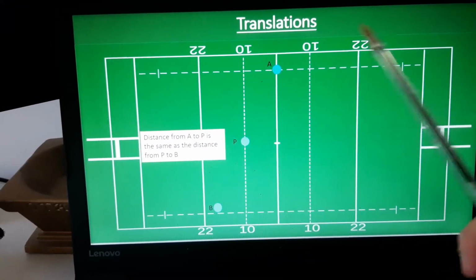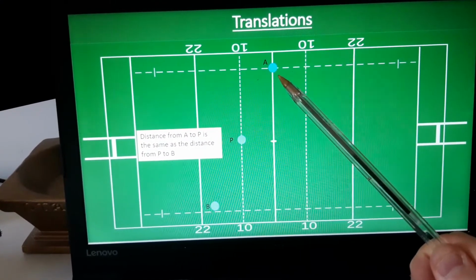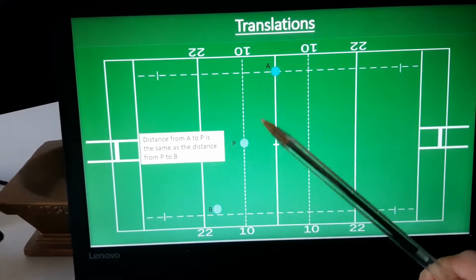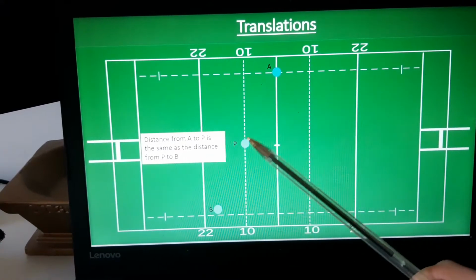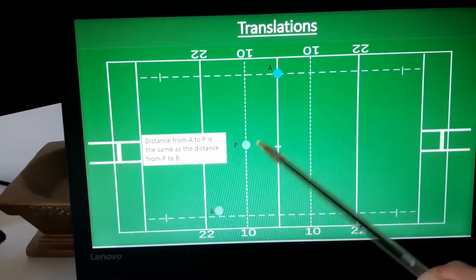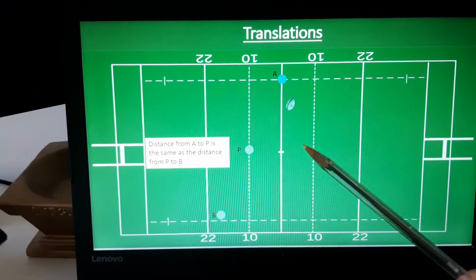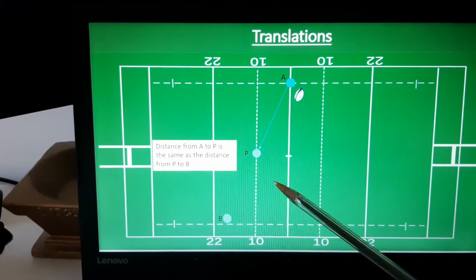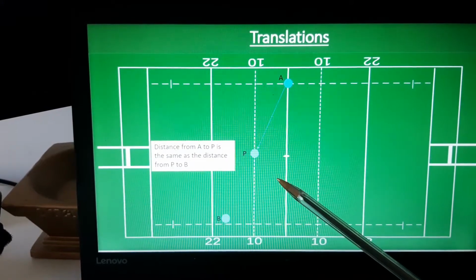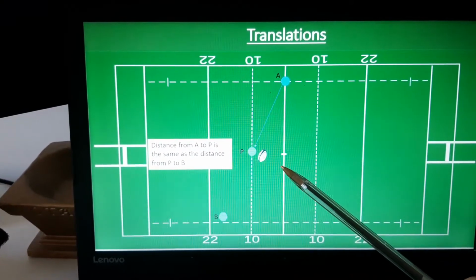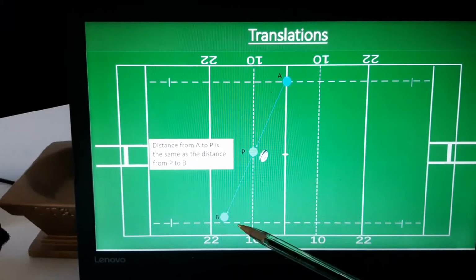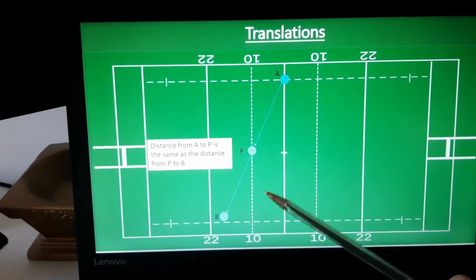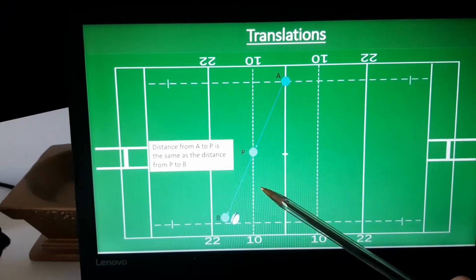I would say in the question, person A wishes to get the ball to person B. But in order to get to person B, he has to go through person P first. And so person A has the ball. He throws it to person P. Now person P has the ball. And he then gets to throw it to person B in the same direction. And now person B has the ball.